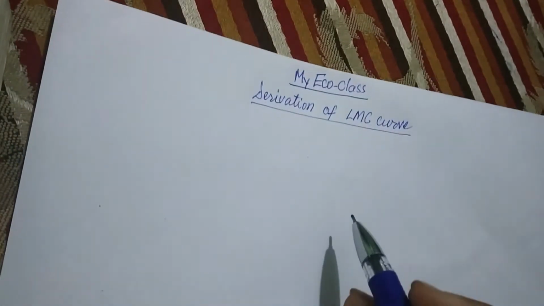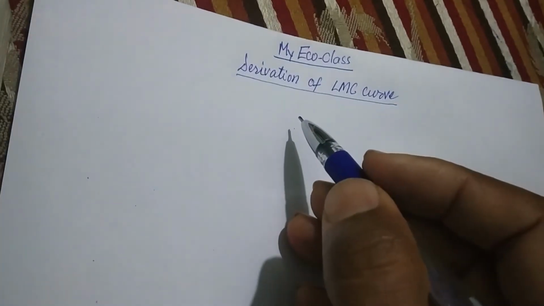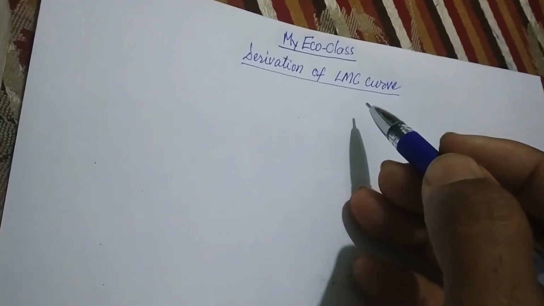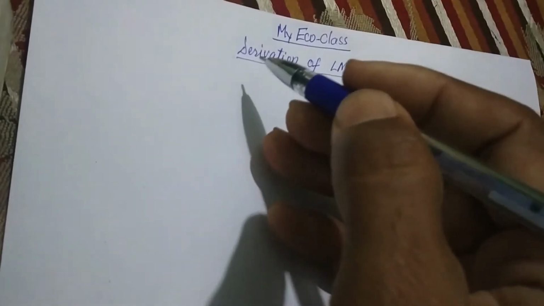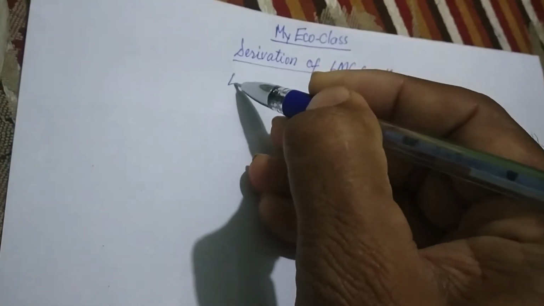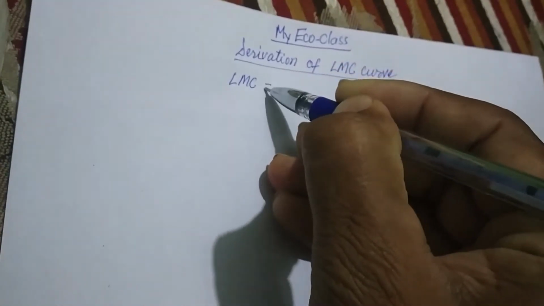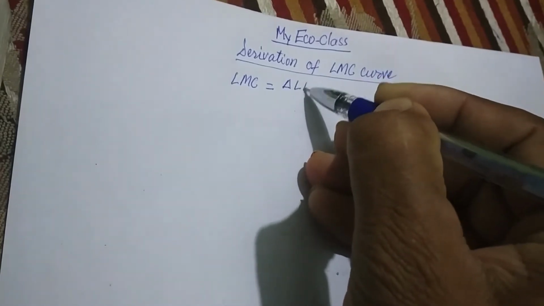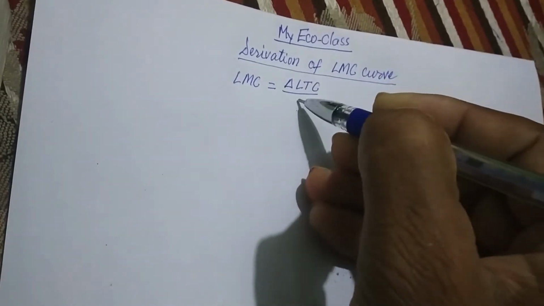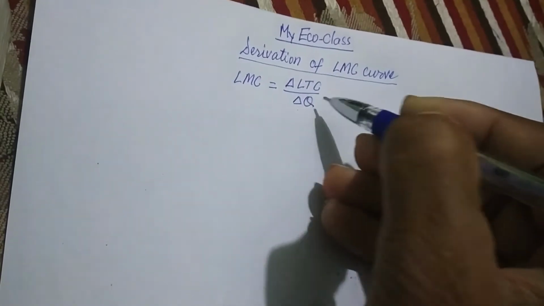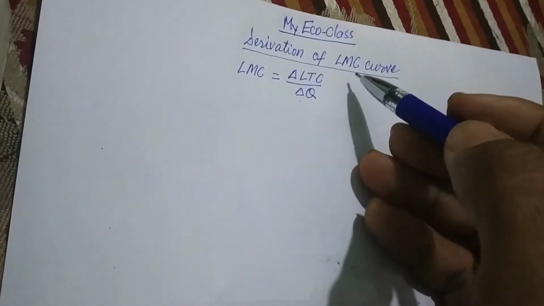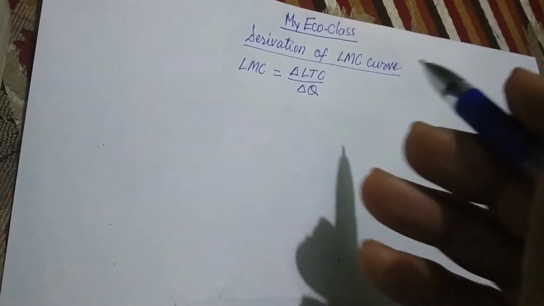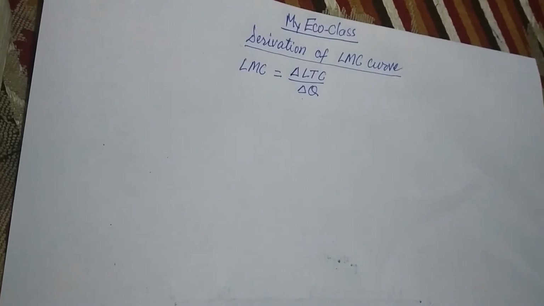Long run marginal cost may be defined as the change in long run total cost as a result of an extra unit of output produced in the long run. Symbolically, it is expressed as long run marginal cost is equal to change in long run total cost divided by change in output in the long run. The long run marginal cost curve can be derived with the help of the short run marginal cost curve.